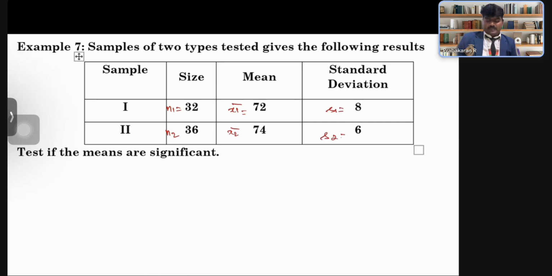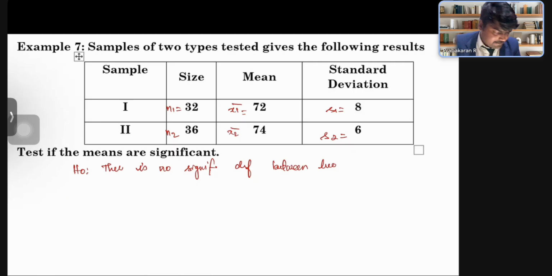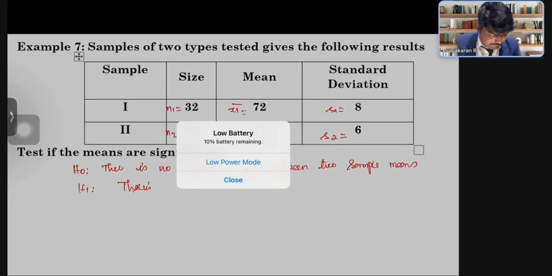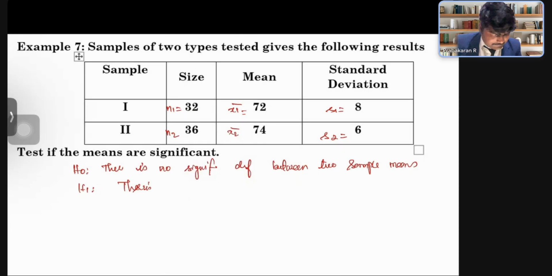These are all the things they have given, so we can write H0 as: there is no significant difference between the two sample means. H1: there is a significant difference between the two samples.